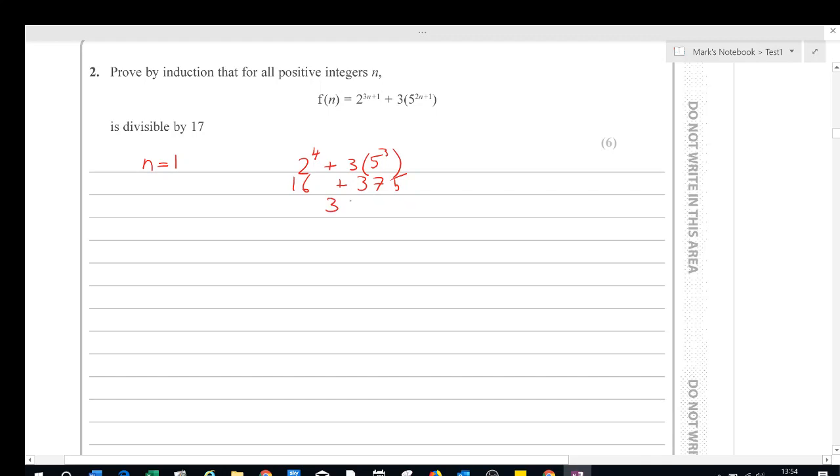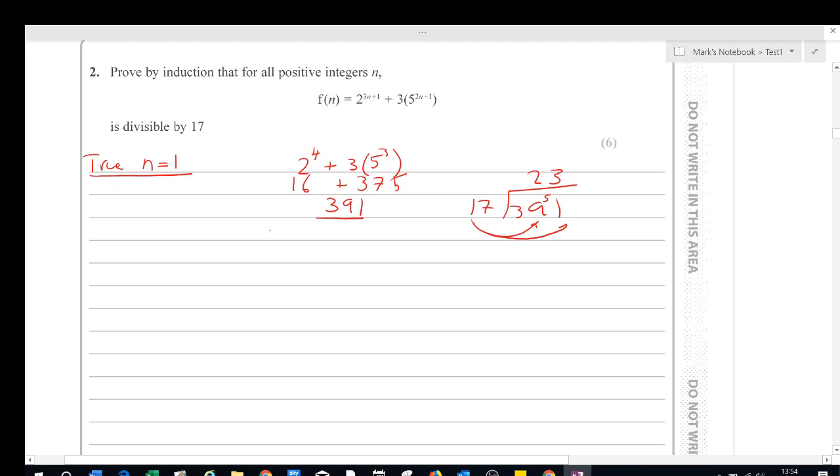And then 17 into 391. 17 goes in there twice to make 34, remainder 5, and so on. So there you go, 391 is divisible by 17. It goes in 23 times, so it's true for n equals 1.